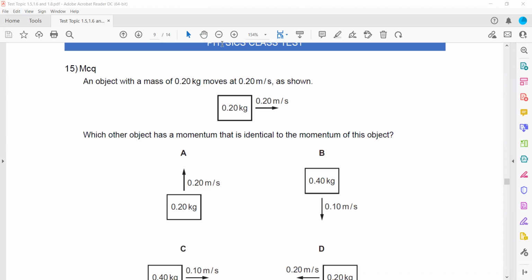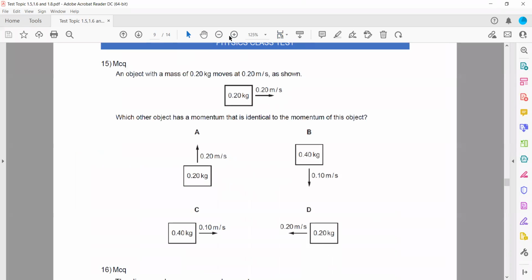Then, an object with a mass 0.5 and moving at 0.2: which object has identical momentum? Momentum changes with direction, so they should have the same direction as well. The only object moving towards the right-hand side is C. Without calculation I can say, first we check the direction and then we calculate as well. 0.4 multiplied by 0.1 is 0.04, and this is also 0.04. So both have the same magnitude and the same direction. That's why they have the same momentum.